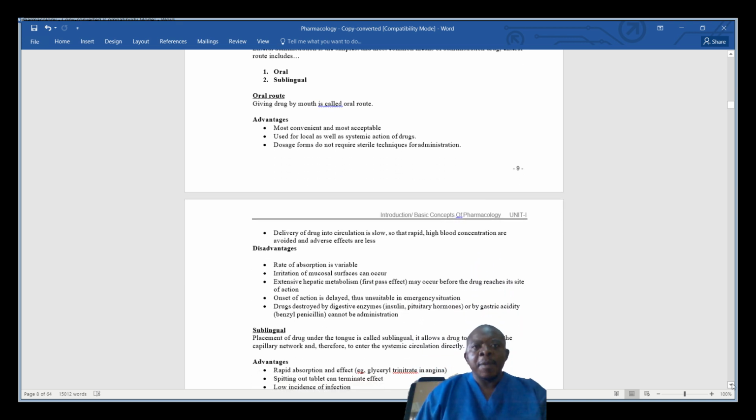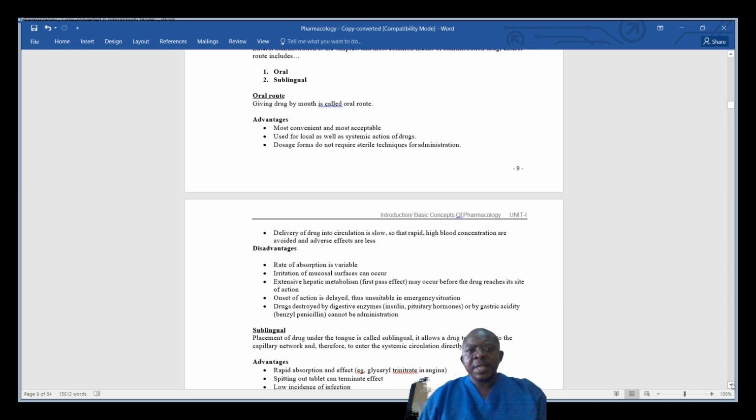Some of the advantages of giving the drug through the oral route include that it is the most convenient and most acceptable. That is the first advantage. The other reason is that it is used for local as well as systemic action of the drug. It can be used for a local infection within the mouth, or for an infection affecting any other part of the body. That is what we mean by systemic action of the drug.